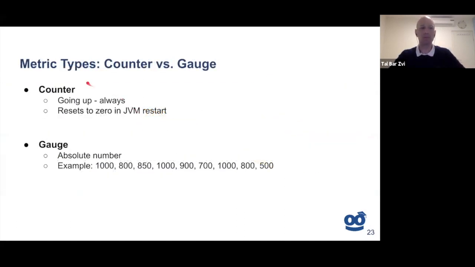So I mentioned two types of metrics, a counter and a gauge. A counter is an ever incrementing number, and that sometimes resets to 0 if the process was restarted. A gauge is just an absolute number. For instance, the duration it took me to read a row from the database.